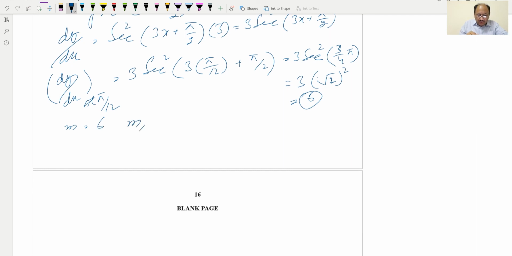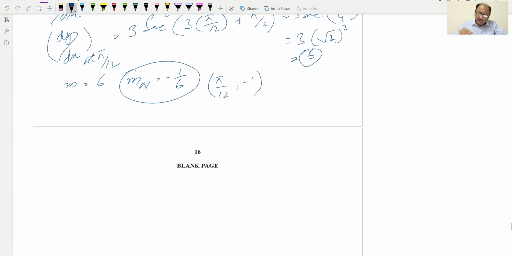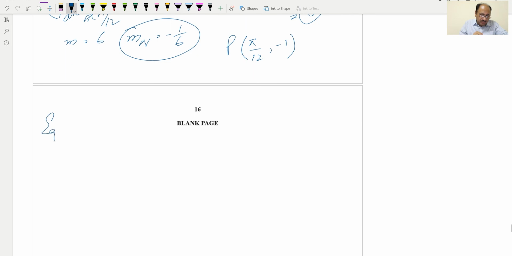So the gradient of the normal will be the reciprocal with the sign changed. This will be the gradient of the normal, and the point we will be using is pi by 12 as the x value, and minus 1 as the y value. From here we have taken the p value as pi by 12. So this will be our p point. Now we will be using these two to write the equation of the normal.